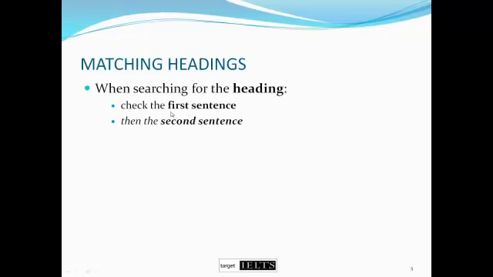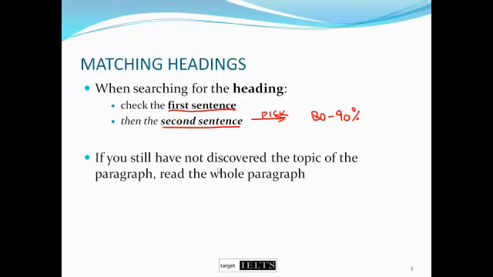When searching for headings, simply read the first sentence of the paragraph, then read the second sentence of the paragraph, and take a shot at the heading. Now, usually, about 80 to 90% of the time, this technique should work. We should be able to find a heading simply by reading those two sentences. In certain cases, we may not be as lucky. So in that case, we will have to read the entire paragraph.